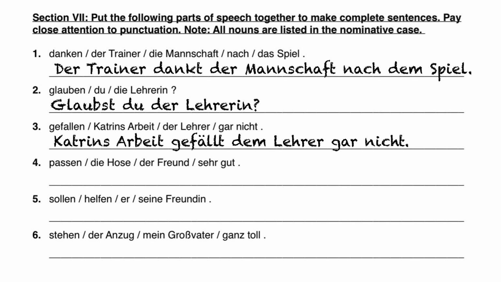Arbeit is actually our subject here. It's the thing that is not pleasing to the teacher. Dem Lehrer is then the direct object or the dative object, the object of a dative verb here. That would be dem Lehrer because it's masculine and dative. Gar nicht just tells us not at all. If you were to take out the possessive Katrins and you would just say the, you would say die Arbeit gefällt dem Lehrer gar nicht. The work is not pleasing to the teacher at all.